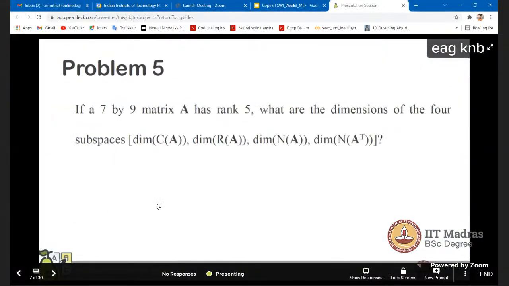This is the next question, simple and straightforward. If a 7 by 9 matrix A has rank 5, what are the dimensions of the 4 subspaces? In this order, you have to choose your choices.